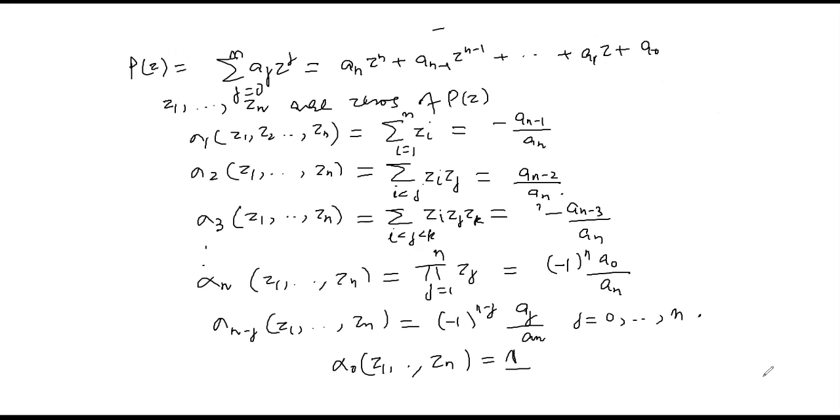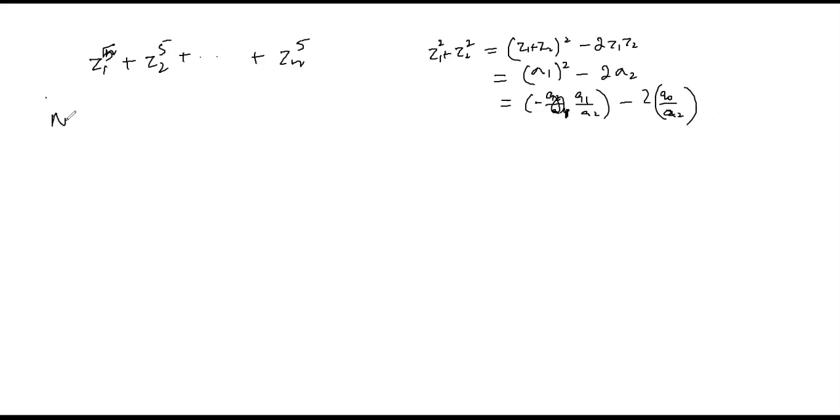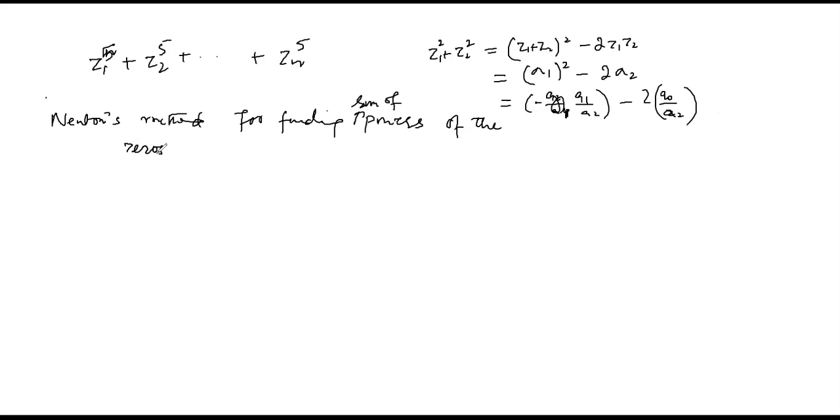Okay, so let's start now with what we call Newton's method for finding sums of powers of the zeros of a polynomial.